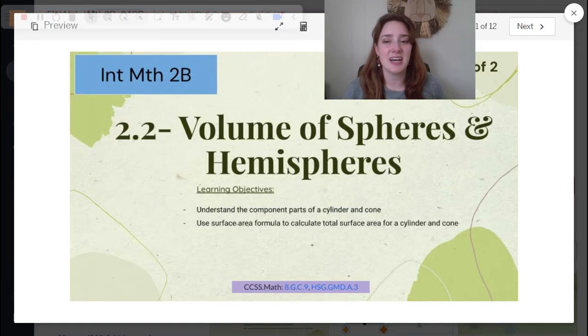Hey guys, we're looking at 2.2, lesson 2 of 2, volume of spheres and hemispheres. These learning objectives are old, because this is not cylinder or cone. We're doing volume of sphere and hemisphere.